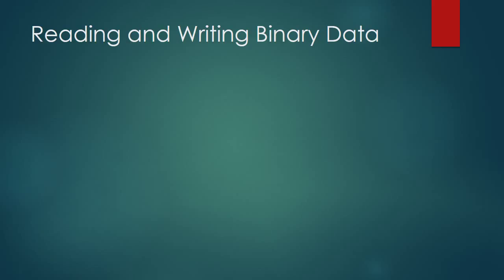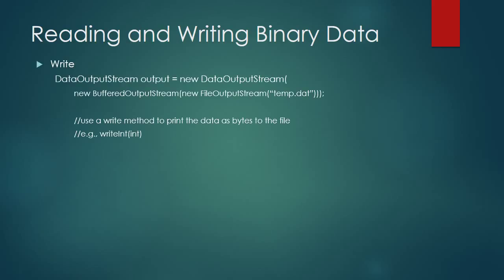Now, when it comes to binary data, it's going to be similar, but there are some differences. If I wanted to write binary data, I'm going to use a class called DataOutputStream. The best way to do it, at least the most efficient way to go about it, is creating an object of DataOutputStream, and then as an argument I'm going to pass a BufferedOutputStream, and then inside the BufferedOutputStream, I'm going to give it a pointer to a file object. Okay, so you can see there's an extra layer here.